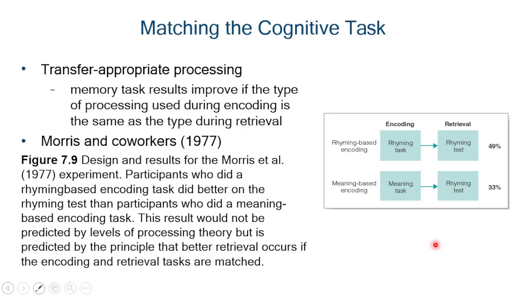Okay, now in matching cognitive tasks, this is transfer appropriate processing, wherein memory task results improve if the type of processing used during encoding is the same as the type during retrieval. So, for example, in this case, ang ginawa niya dito ay nung in-encode niya, the person did a rhyming task, and when it was needed for retrieval, ang ginawa niya ay rhyming test. Okay, so mas mataas ang chances na yun. Transfer appropriate processing ang tawag natin doon.